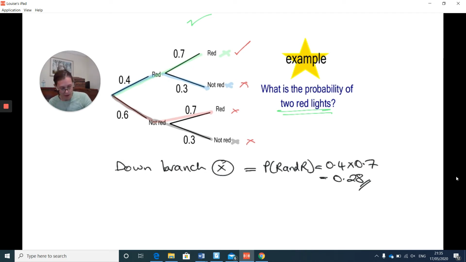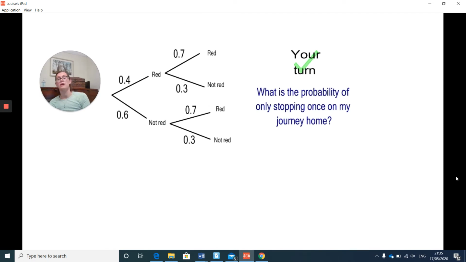Okay, let's have a look at another example. In this case, we've got a full tree diagram and we're just focusing on actually answering the question. It says, what is the probability of only stopping once on my journey home? So only stopping once on my journey home means 1 red light. That's the same as saying 1 red light.